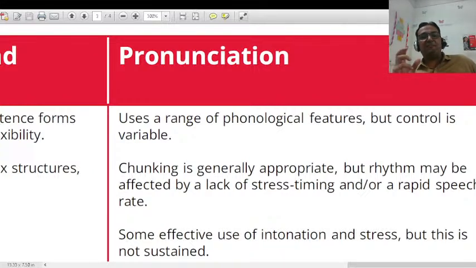So this is the way how you people can speak. So when you are speaking, avoid correcting. Clear? So this way you can have a very good command over your speaking. Okay, so this is the best way to improve.